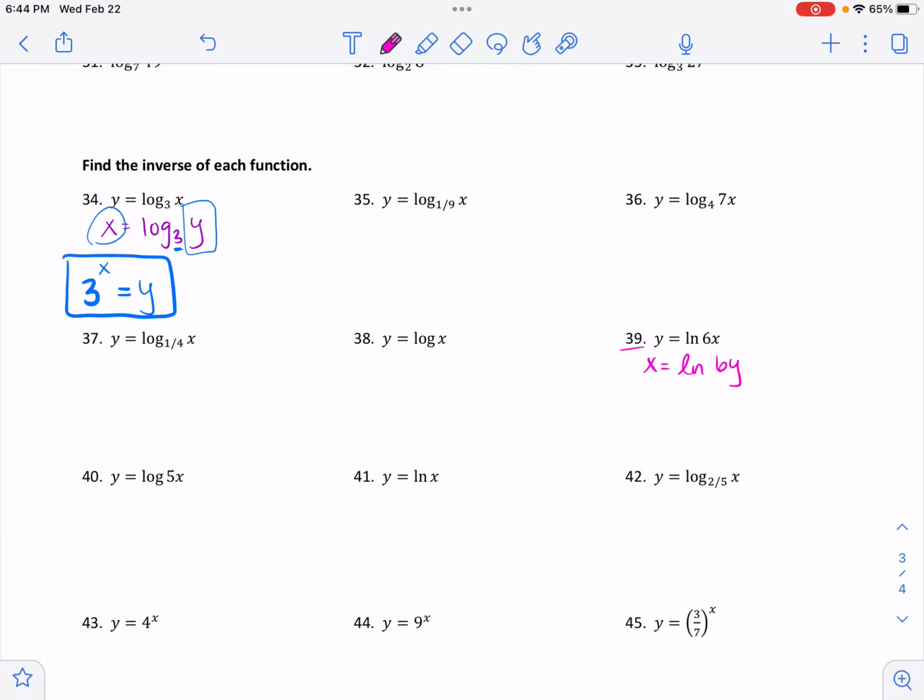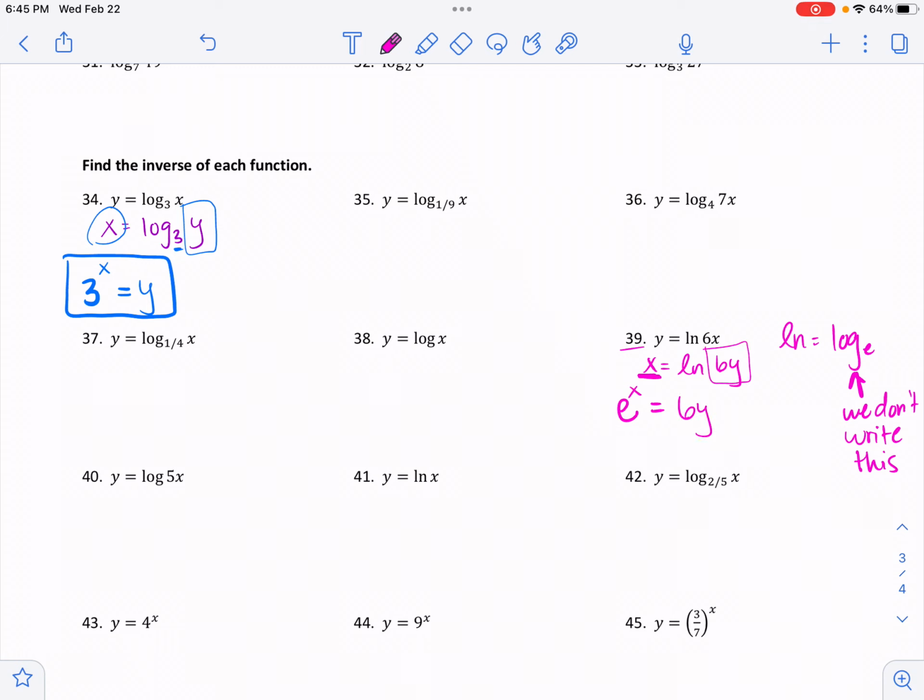Now ln, remember, is a natural log, or in other words, a log whose base is e. Remember, we don't ever write log base e, but that is what it means. So that means that we are looking at a base of e. So if I want to rewrite this, I'm going to start with my base of e. Then remember how the log is equal to the exponent. So in this case, since my log is equal to x, I know that x is my exponent. And that's going to equal the piece that's inside the log, which is the 6y.